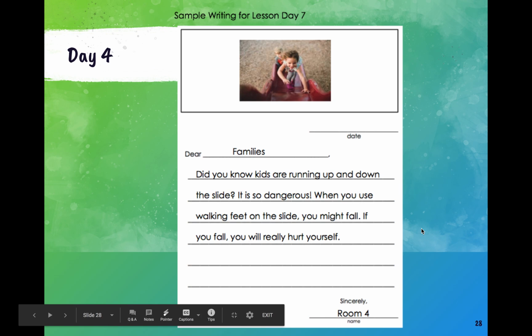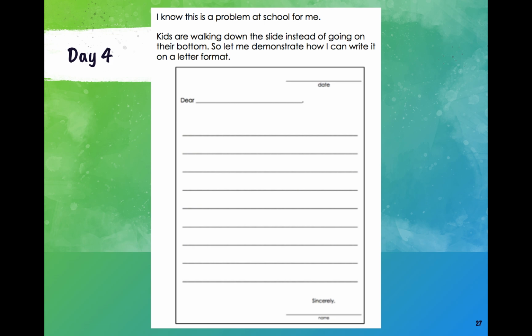So when you guys go back into your writing, I want you guys to go ahead and use a letter format. See if you guys can write a letter and see what kind of problems you guys want to fix and see who you're writing it to. Alrighty, everyone. Good luck.